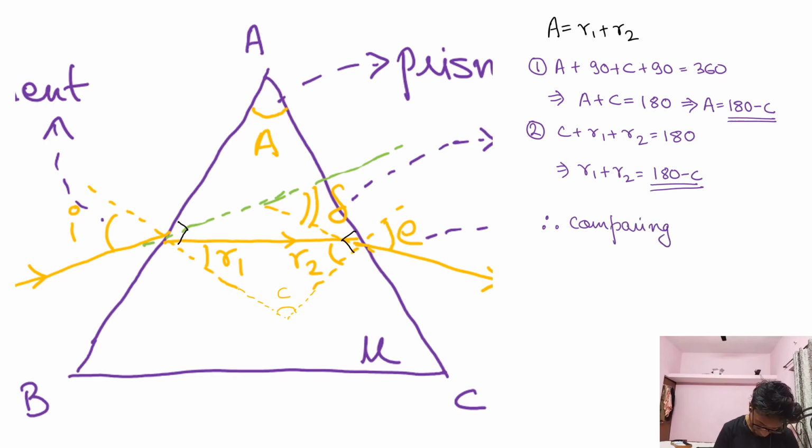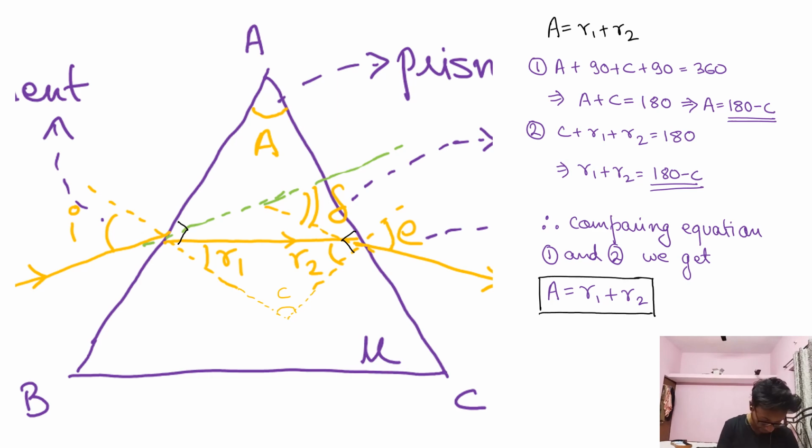we get A, or angle of prism, is equal to R1 plus R2. This is our first line of proof. So this is our first theorem, the first formula that we are going to learn in prism or triangular prism.